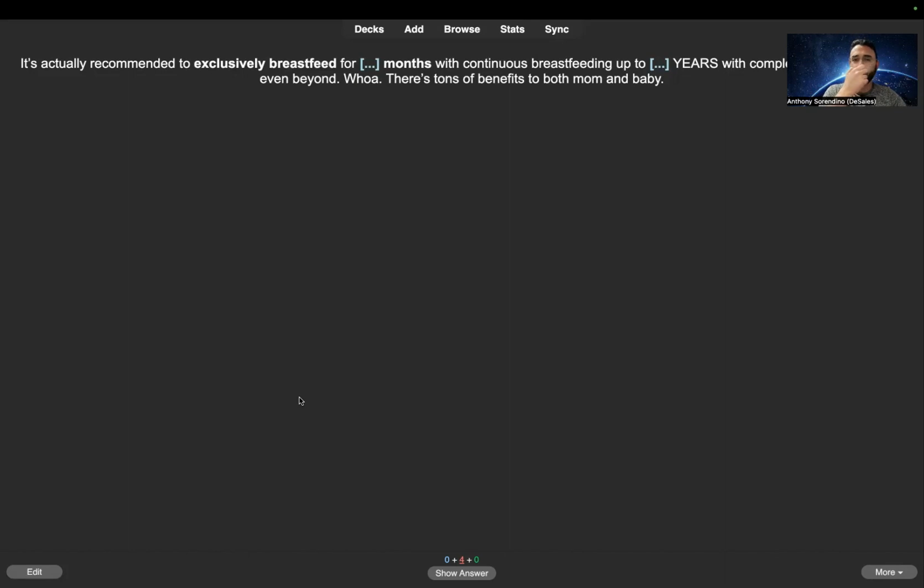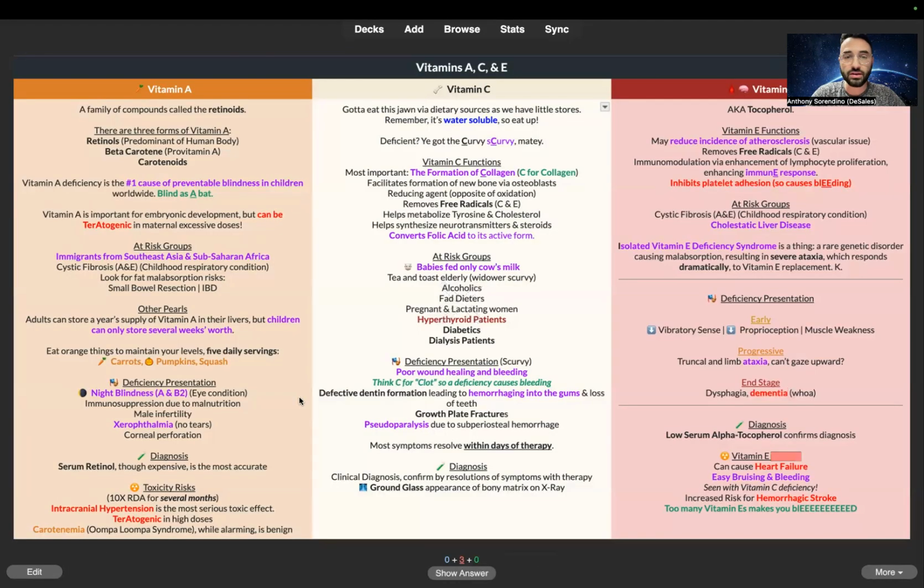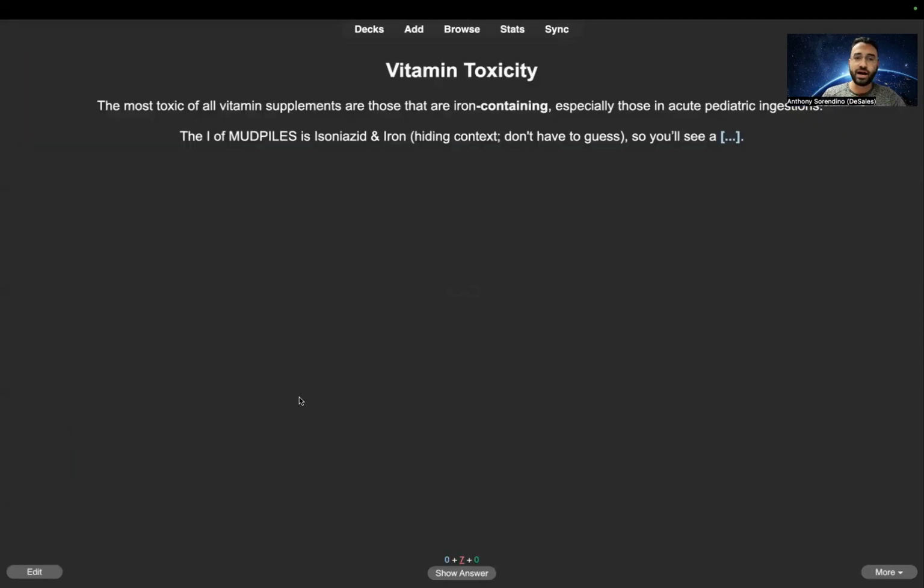It's actually recommended to exclusively breastfeed for 6 months up to 2 years. As you added more stuff, toxicity down there. Truncal limb ataxia, can't gaze upward, that's intermediate progressive for vitamin E deficiency. Carotene is benign. Teratogenic, vitamin A, teratogenic. Normal cause of preventable night blindness in children, vitamin A deficiency, vitamin toxicity.